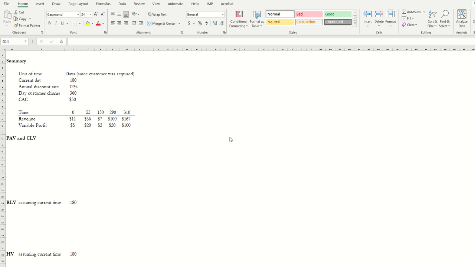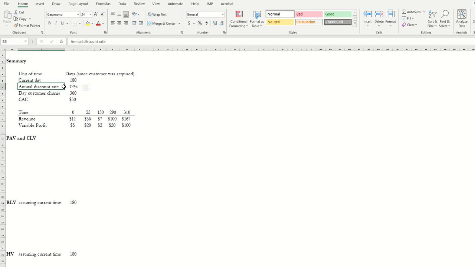And so, that's really the point of this exercise, to strip away the model. We'll deal with that later, but just align on definitions. And so again, the setup here is that we're going to work with a day unit of time. We're going to assume that we acquired this customer and now we're 180 days later, about 6 months later.